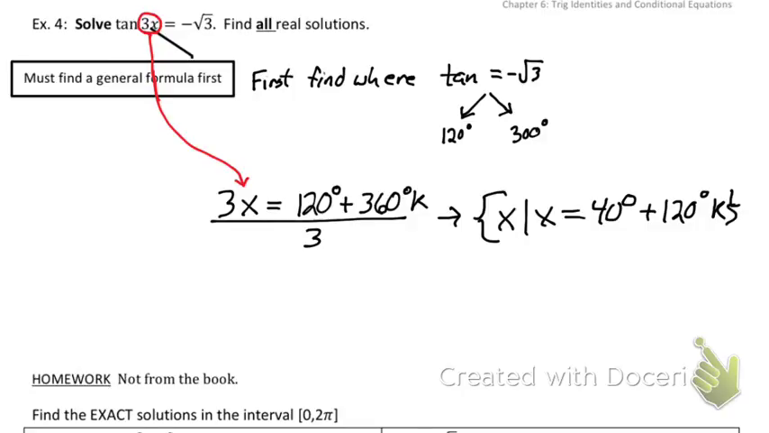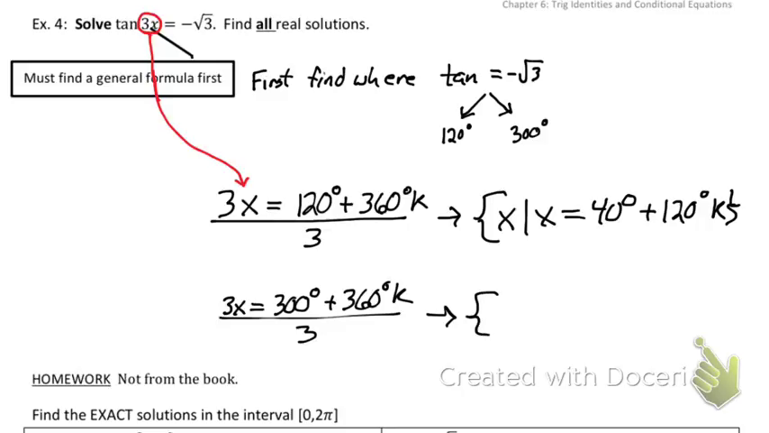And now we just have to do the exact same thing for the 300 degrees. It's not so bad. It's easy to mess up, though. It's easy to divide by 3 at the wrong stage. But we're going to have 3x equals 300 degrees plus 360 degrees k, all divided by 3. That's going to equal x such that x equals 100 plus 120 degrees k.